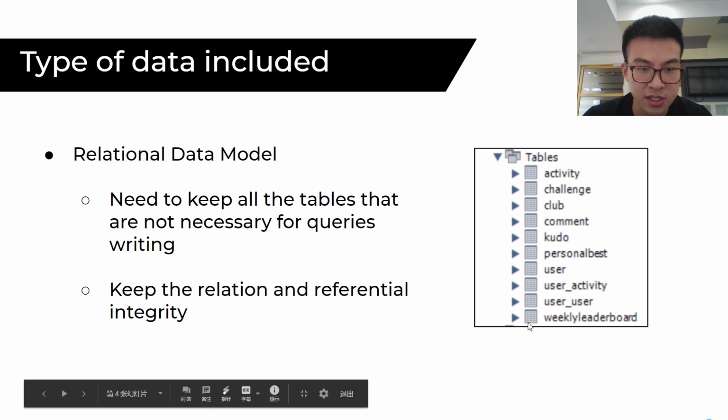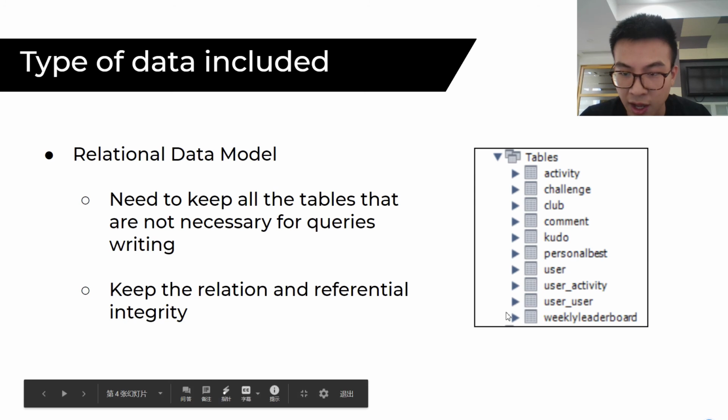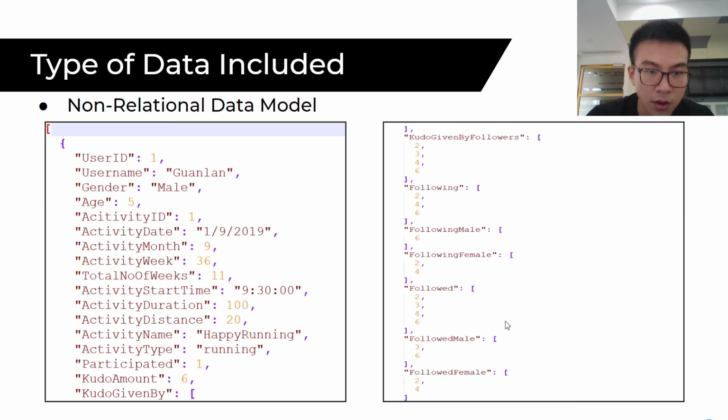The second difference is the amount of data included in each design. For MySQL, we have included all the entities such as challenge, clock, personal best, and weekly leaderboard, even though we may not need them in query writing, but we still need to keep them due to the relation and the referential integrity. Whereas for our non-relational data model, we can drop those documents that are not necessary for query writing. So we only keep the information that is necessary.